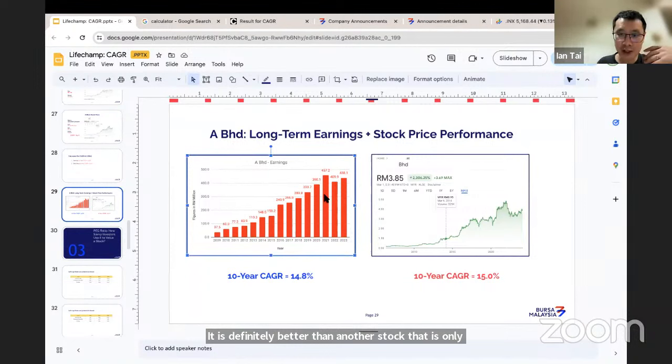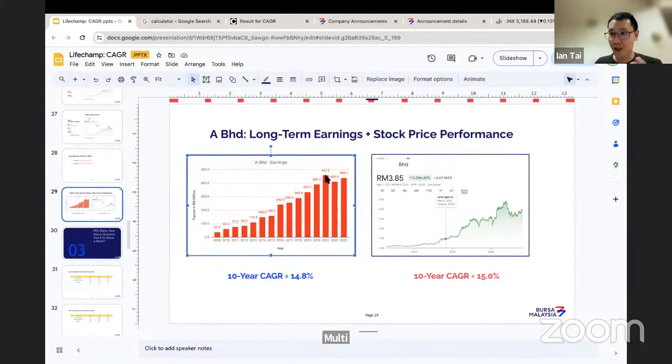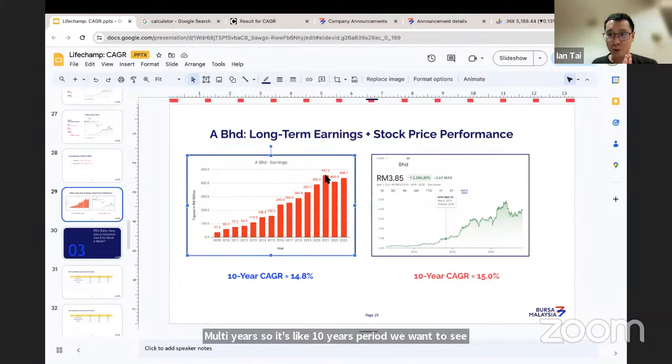So the higher the better. CAGR is actually used on multiple years. So it's like a 10 year period. We want to see whether there's any growth in the company's earnings. That's why we calculate CAGR. So that is the difference.